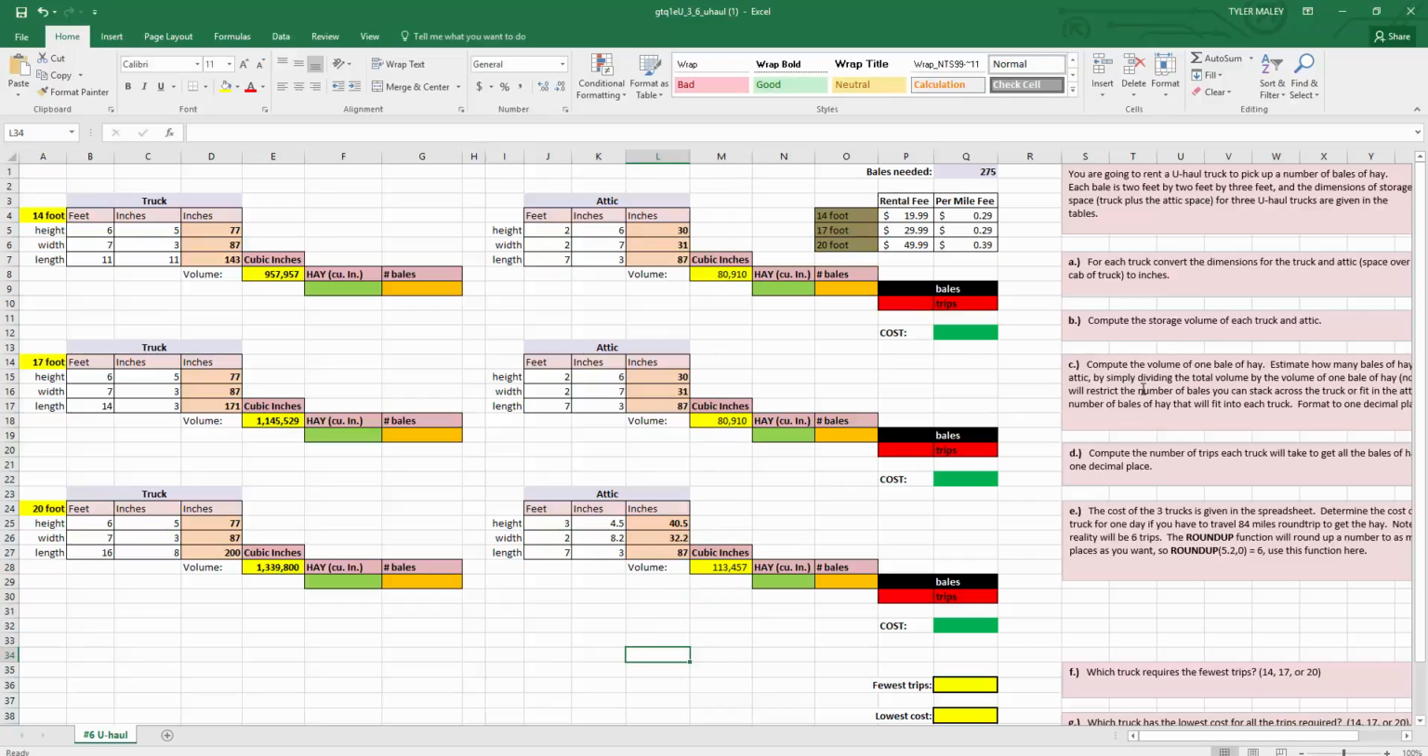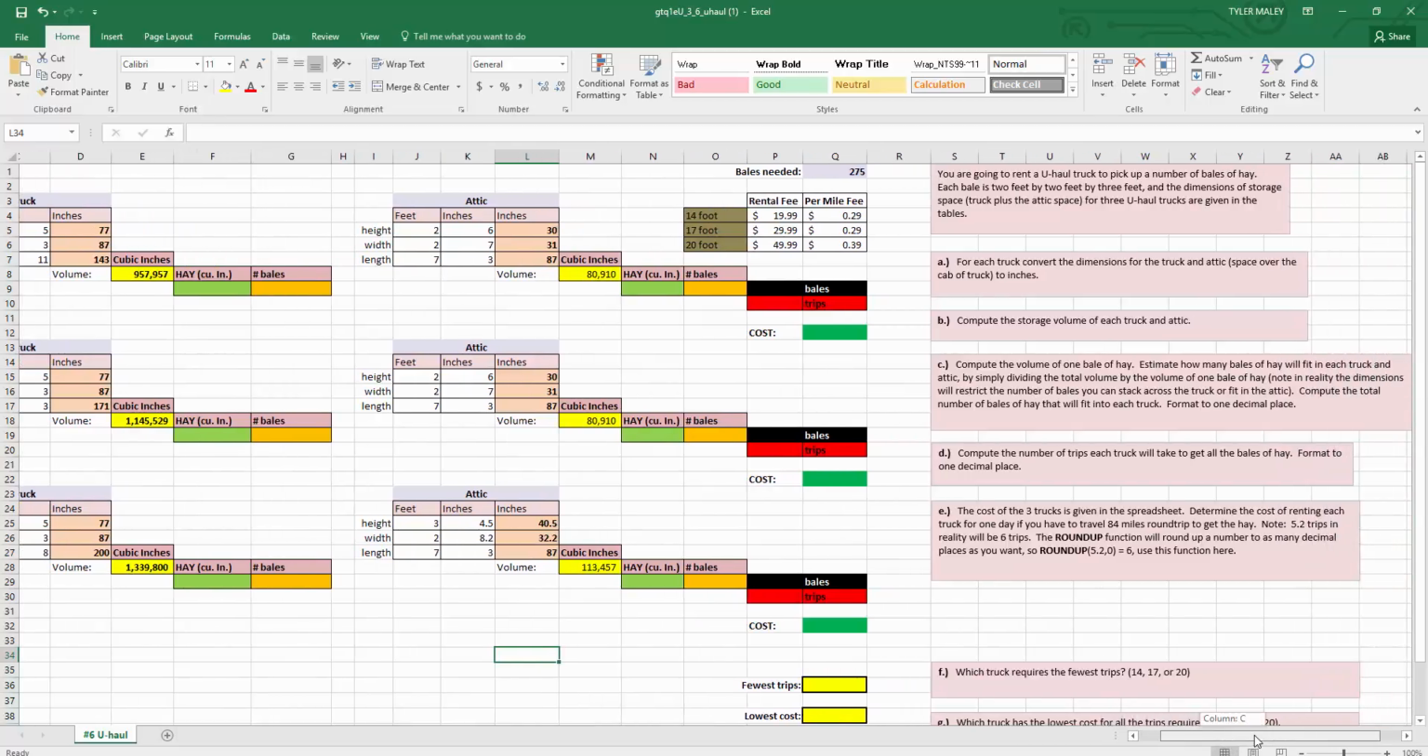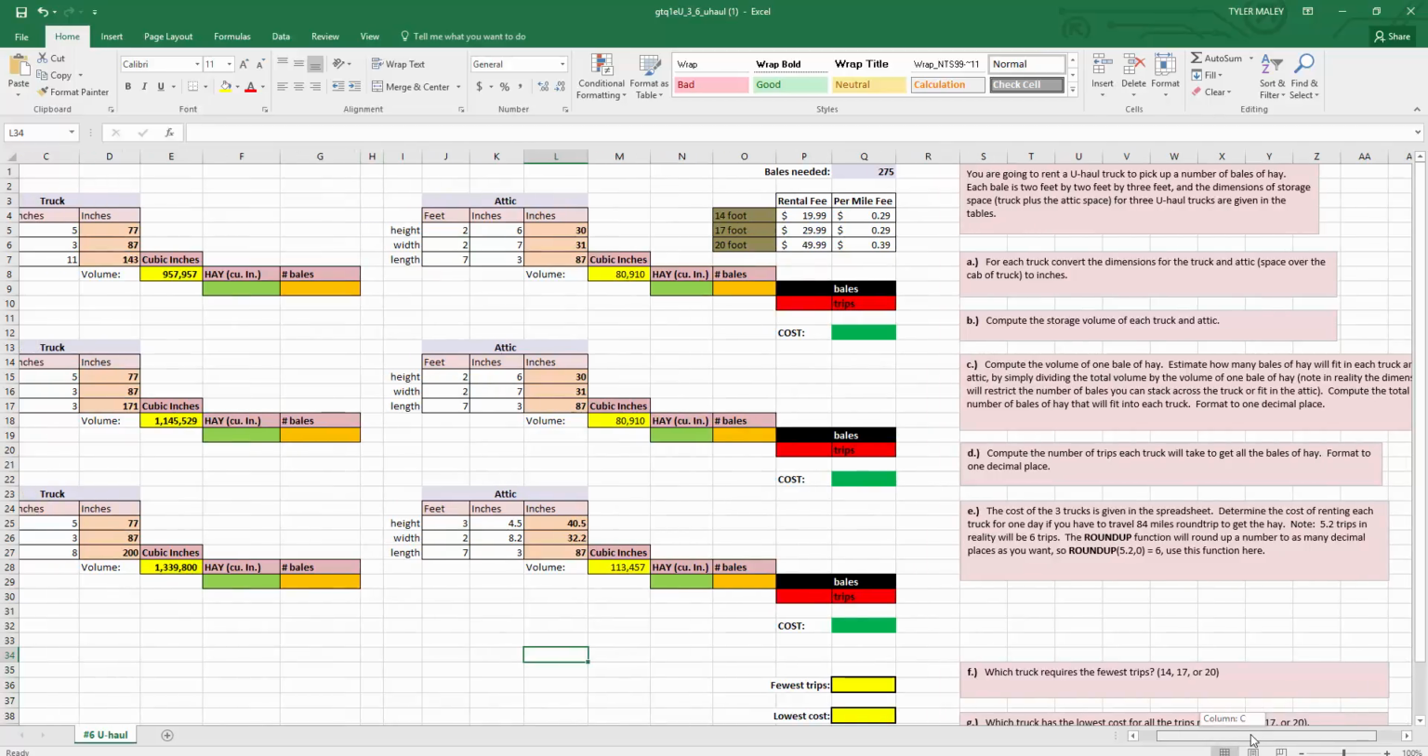Right. So part C, compute the volume of one bale of hay. Estimate how many bales of hay will fit in each truck and attic by simply dividing the total volume by the volume of one bale of hay. Note in reality, dimensions will restrict the number of bales you can stack across the truck or fit in the attic, right? So this will give us a rough number, but it won't work completely nicely, because in reality, there might be some empty space that we can't use. So then compute the number of total bales that will fit in each truck, format to one decimal place.